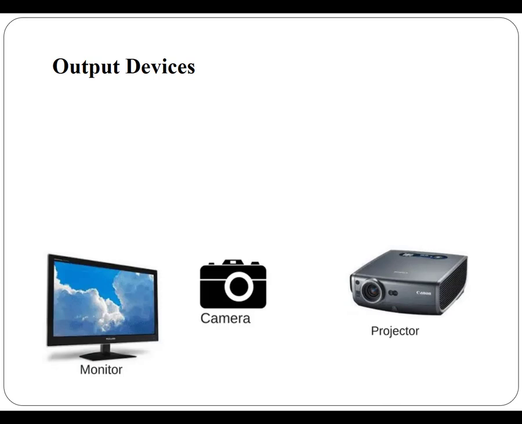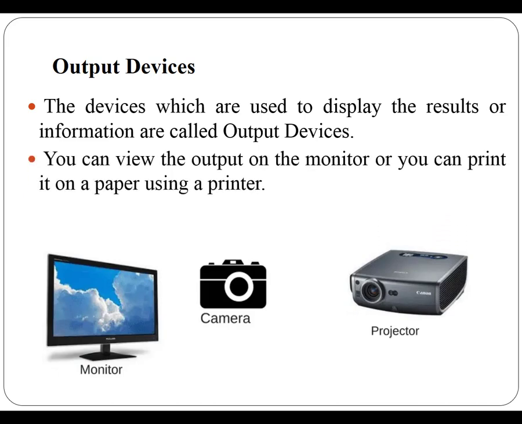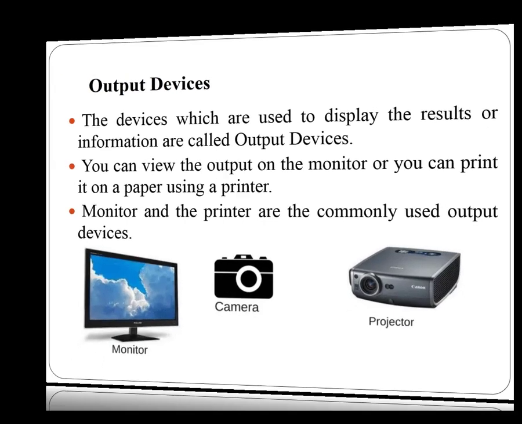Now let us define different types of output device. What is output device? The devices which are used to display the results or information are called output device. We can view the output on the monitor, or you can print it on paper using a printer. Monitor and printers are most commonly used output devices. Let us discuss one by one.